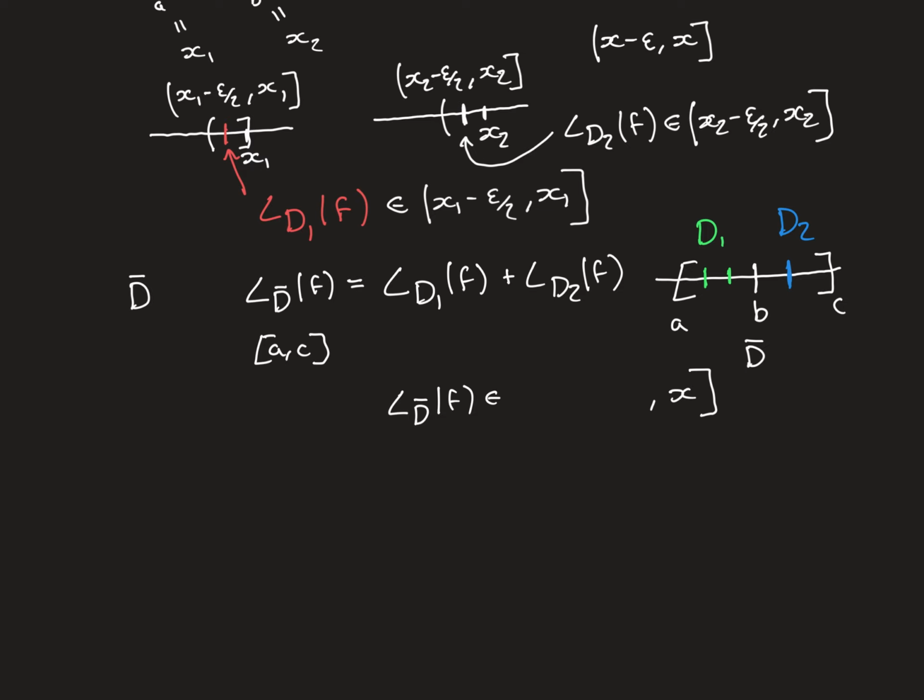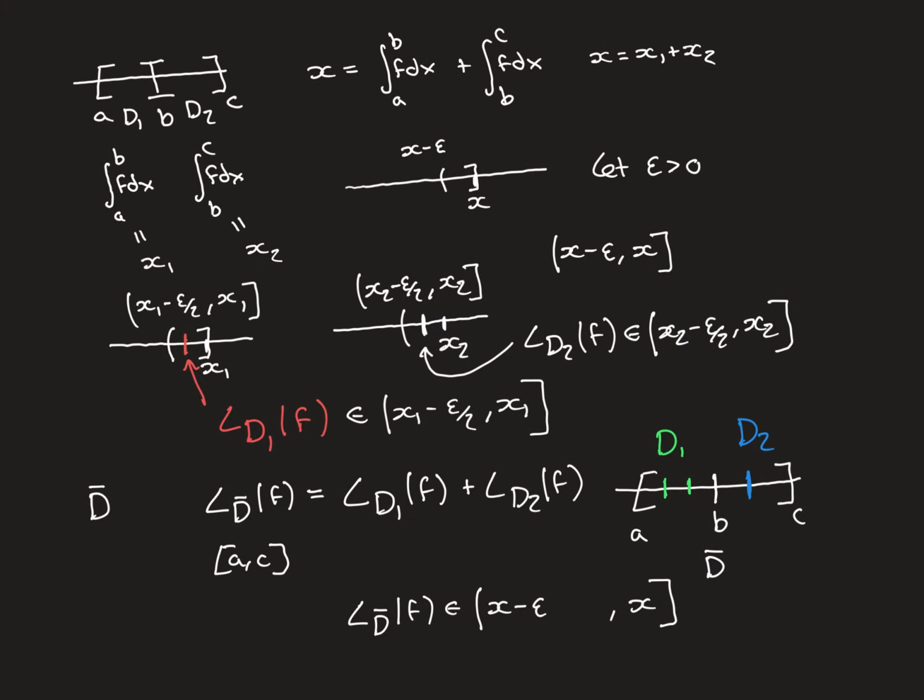And then this one we know is strictly greater than this. This one we know is strictly greater than this. So the sum of them is going to be strictly greater than these two sums, which is x1 plus x2, which is x, plus minus 2 lots of epsilon over 2, which is just minus epsilon. So it's going to be strictly greater than x minus epsilon, and therefore it's going to be inside this interval x minus epsilon to x. Hence, we have found a dissection that is inside that interval.